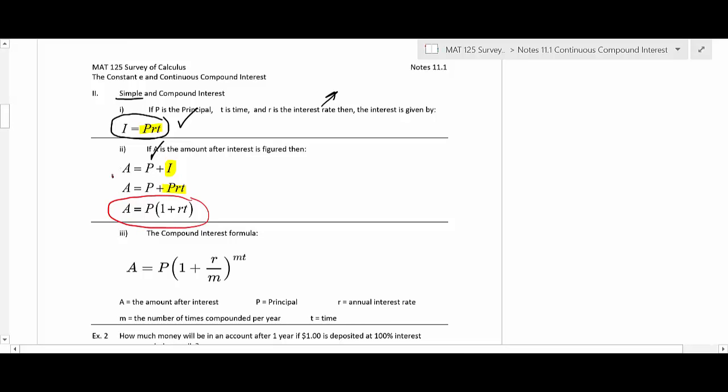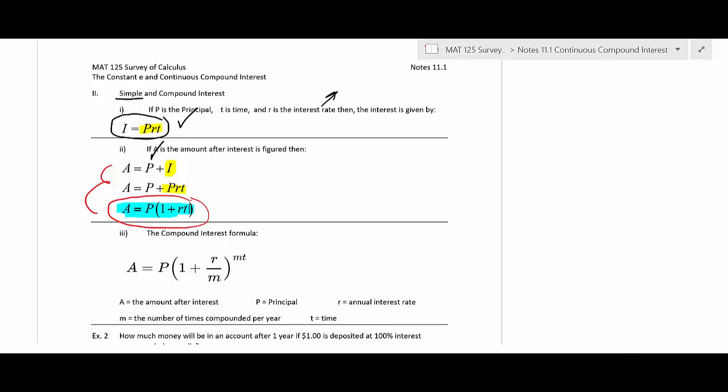These are all the same formula. All these formulas right here are mathematically equivalent. What did I do? I factored a P out, right? So I just did some basic algebra. So the most common way that you would see this simple interest formula for relating the amount after interest to the principal you started with is that, okay?